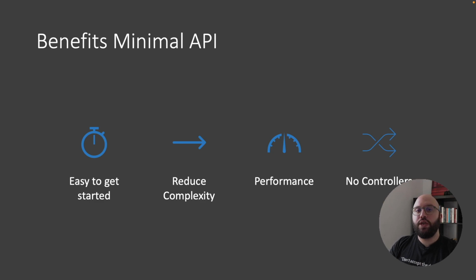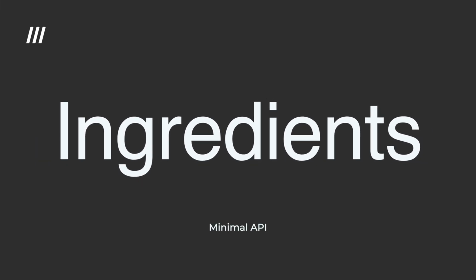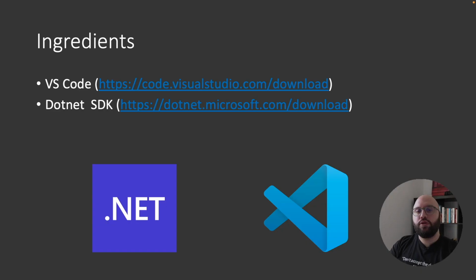So let's see what we need in order to get started with minimal API. First, we're going to need a code editor, which is going to be Visual Studio Code, which you can download with the link on the screen or in the description down below. As well, we're going to need the .NET SDK. And for this, we're going to need the latest .NET version, which is .NET 6.